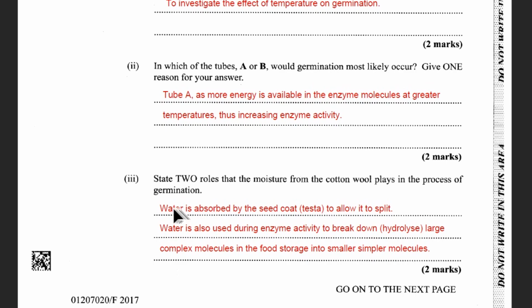Let me look at part 3 here. State two roles that the moisture from the cotton wool plays in the process of germination. Well, water is absorbed by the seed or the testa to allow it to split. Water is also used during enzyme activity to hydrolyze, that means to break down using water, large complex molecules in the food storage, like starch for example, into smaller simpler molecules, like glucose for example. Next, remember water is used as a solvent and a transport medium, so it would be able to transport those smaller simpler molecules around the seed as well.